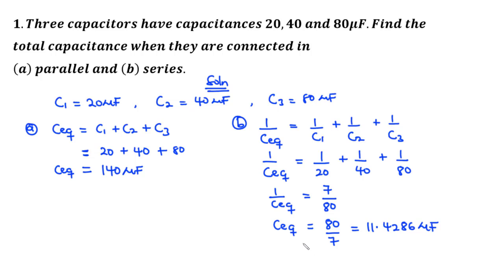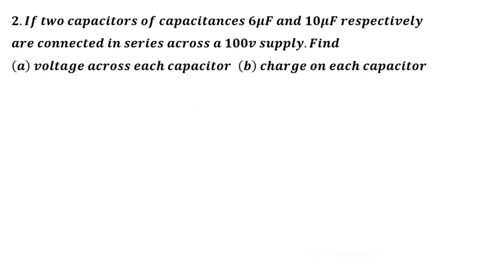Now, assuming that we want to leave our answer to 2 decimal places, then C equivalent is equal to 11.43 microfarads. This is the equivalent capacitance for the combination in series. Now, let's move on to the second question. If 2 capacitors of capacitances 6 microfarads and 10 microfarads respectively are connected in series across a 100 volt supply, find A, the voltage across each capacitor, and then B, the charge on each capacitor.